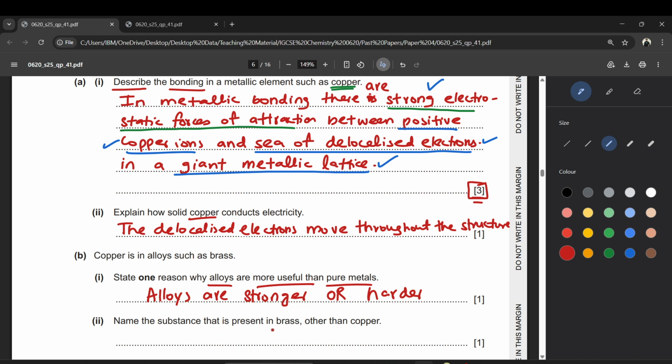Name the substance that is present in brass other than copper. So brass is made of only two metals. One of them is copper and the other is zinc.